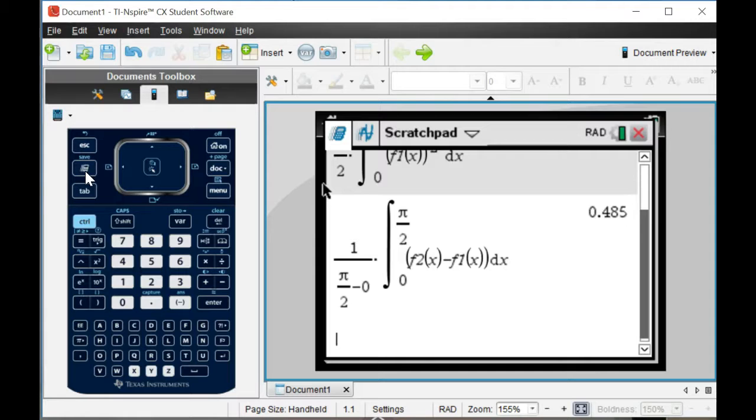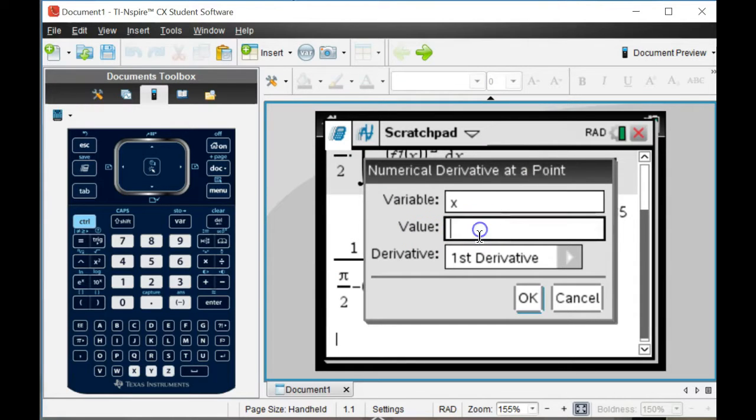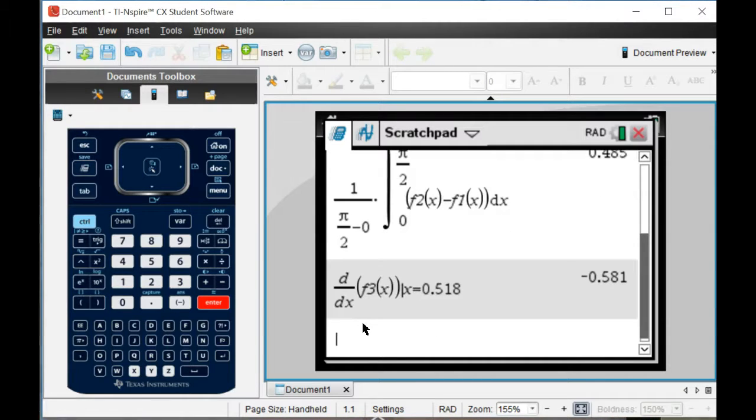If you're in Calculus BC, you know that the way that we determine if something's increasing or decreasing, we look at the derivative. So I'm going to menu, Calculus, numerical derivative. I'm interested in 0.518. I could have chosen to store that as a value. That would have been smart. I need the derivative of g of theta minus f of theta. You could type it in as f2 of x minus f1 of x. I'm going to type in f3 because that was how I named the function. And I'm getting negative 0.581.